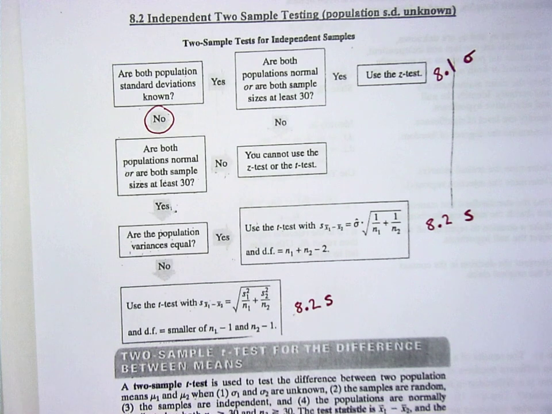So you're going to want to have out your t chart, which is A18 for your book. It's on page A18.